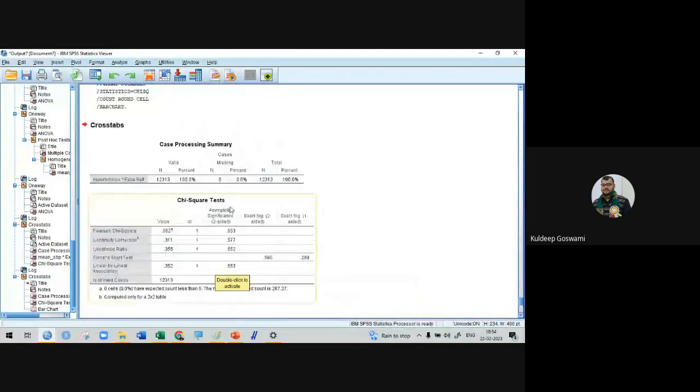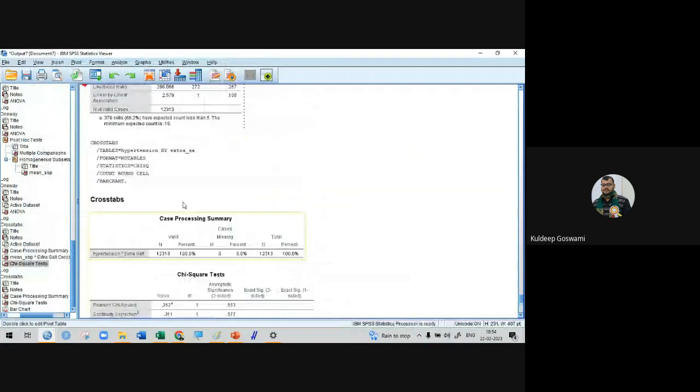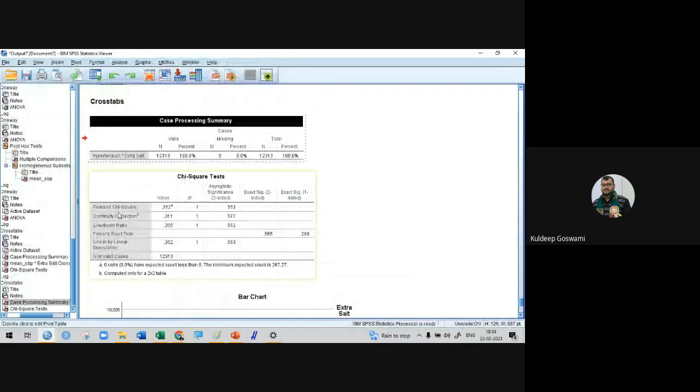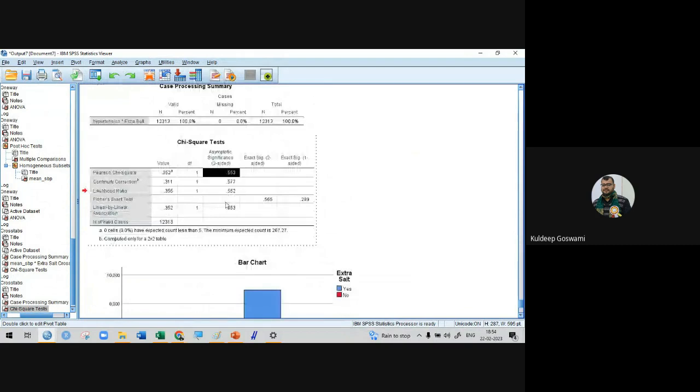Okay. So this is the result. This is the descriptive statistics, and you need only the first row here. Pearson chi-square value is 0.352, 1 degree of freedom, and significance value is 0.553, which means we accept the null hypothesis, meaning there is no difference in the consumption of extra salt on hypertension. And this is the bar chart.